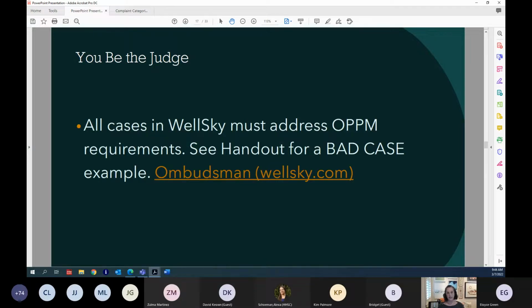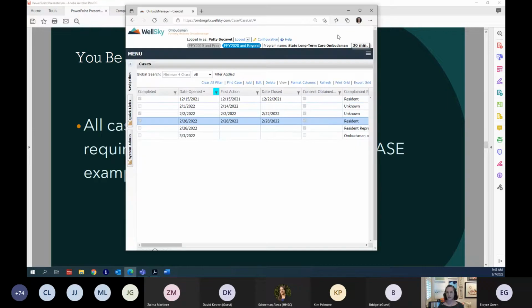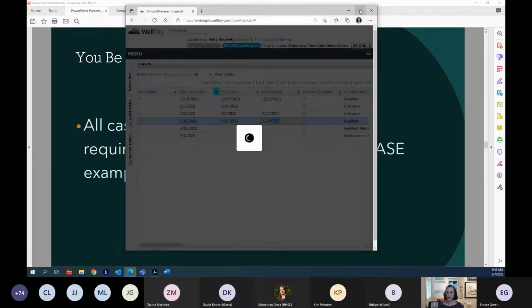So I'm going to ask you on this first case, it's called bad case, just to help me find it easily in the system, to give me some feedback. Get ready with your chat responses, because I want you to say things that you see in this example and tell me what you see that you think is wrong, poorly documented. The point here is for you to see what we see sometimes when we look at case records and how they need to be improved.